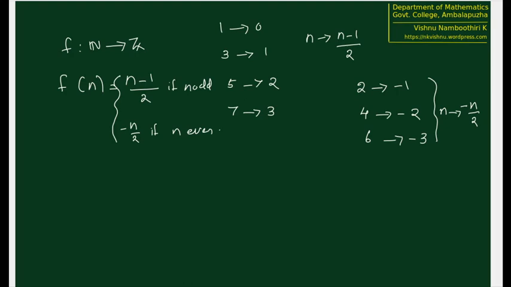So what are the things we have to verify? We have to show that the function we defined in this way, that is f of n equal to n minus 1 by 2 if n is odd, minus n by 2 if n is even, is a one-one onto function. Next question or sub question is the following. Verify that the above f is one-one and onto. We are going to do that now.